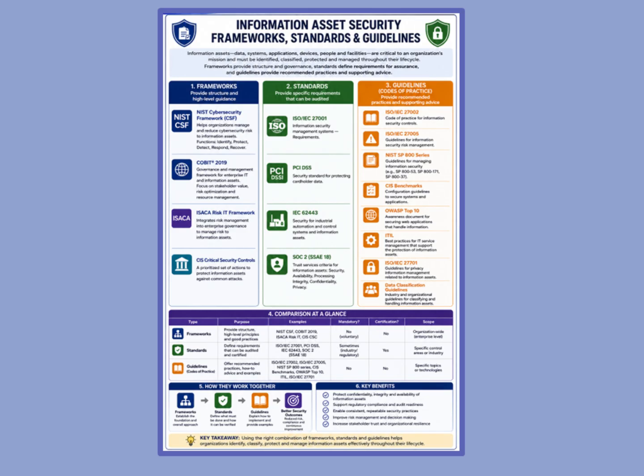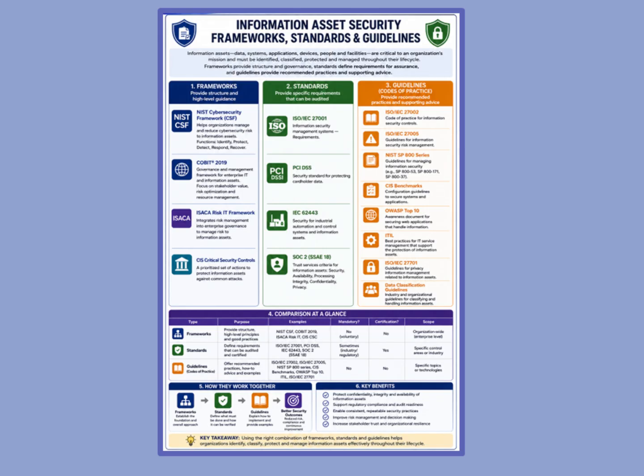Information assets are at the center of almost every modern organization. These assets include data, systems, applications, devices, people, and facilities, all of which must be identified, classified, protected, and managed throughout their lifecycle. This diagram explains the difference between frameworks, standards, and guidelines, and how they work together to support information asset security. The first section focuses on frameworks.